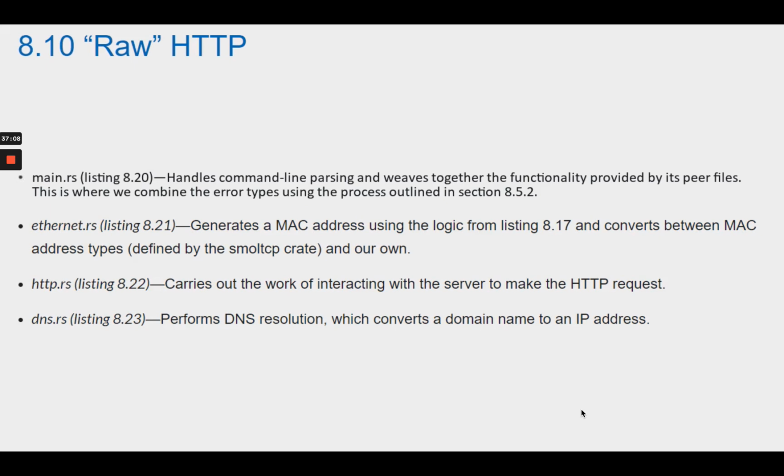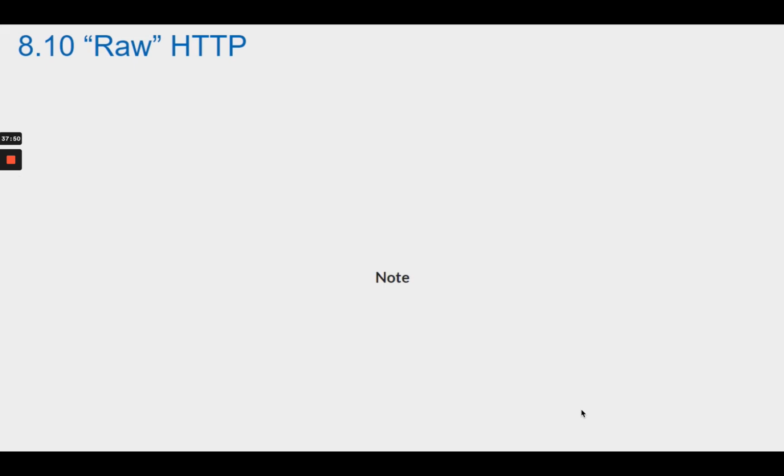This is where we combine the error types using the process outlined in section 8.5.2. Ethernet.rs, or listing 8.21, generates a MAC address using the logic from listing 8.17 and converts between MAC address types, defined by the smoltcp crate and our own. Http.rs, listing 8.22, carries out the work of interacting with the server to make the HTTP request. Dns.rs, listing 8.23, performs DNS resolution, which converts a domain name to an IP address.